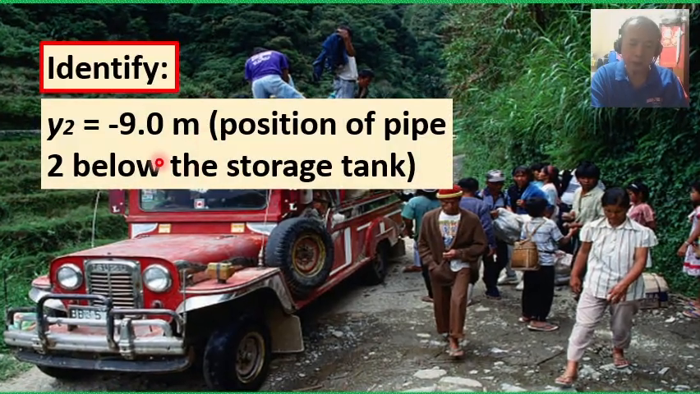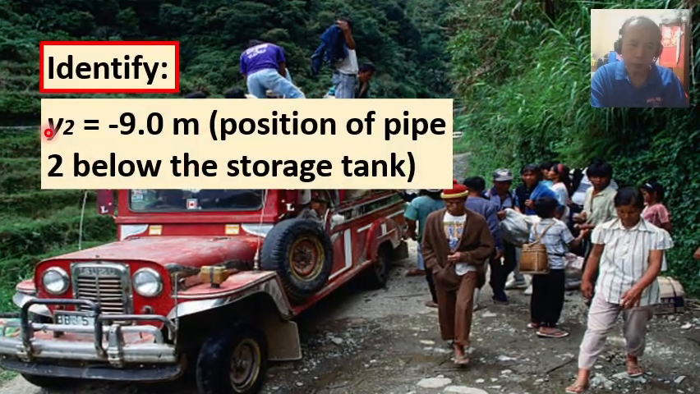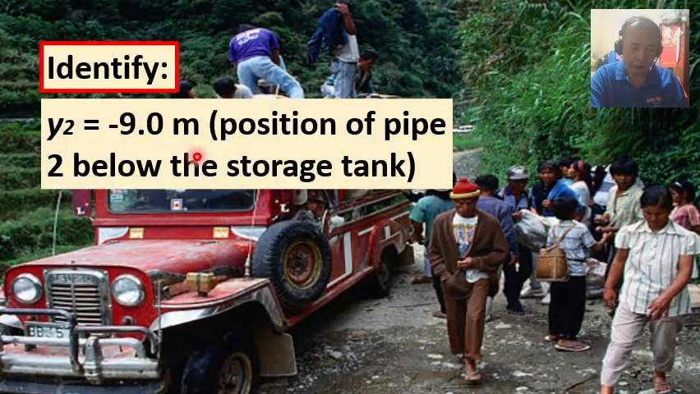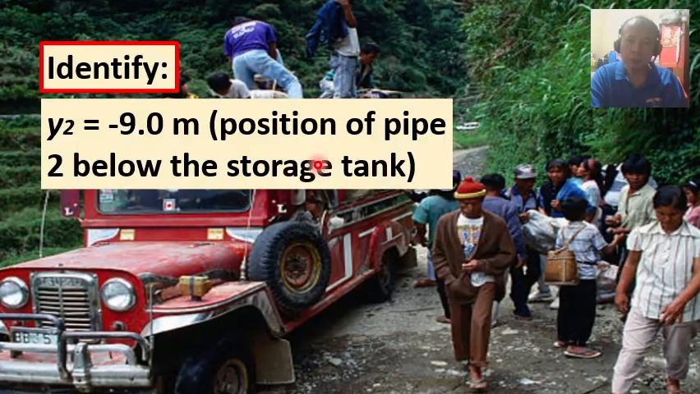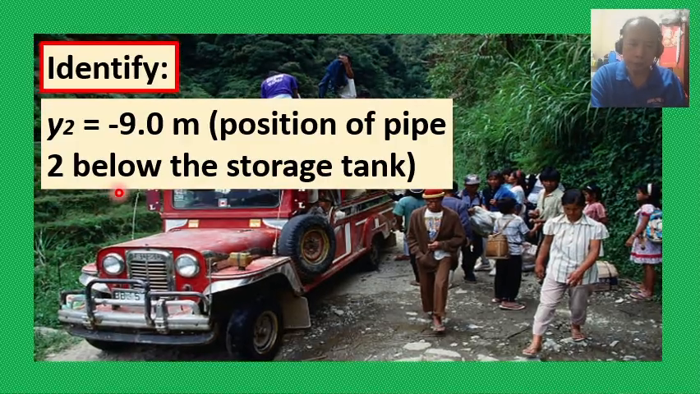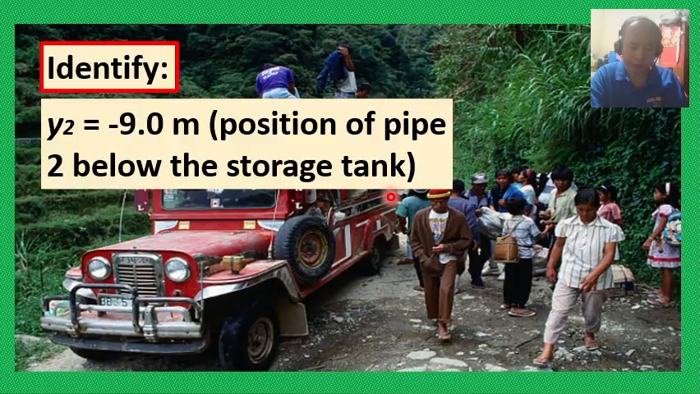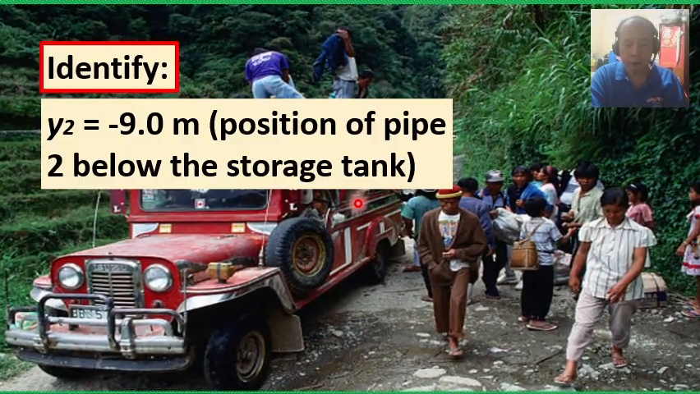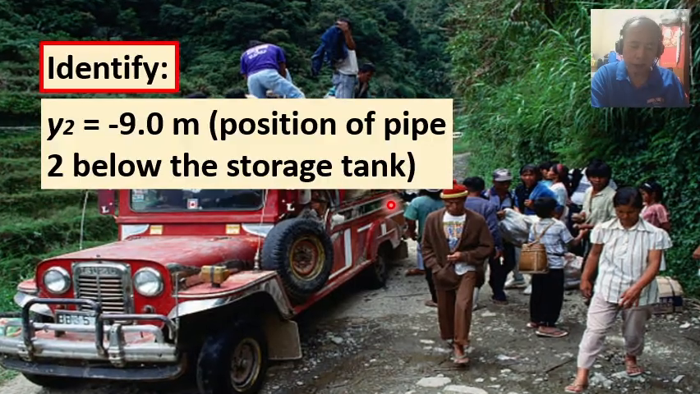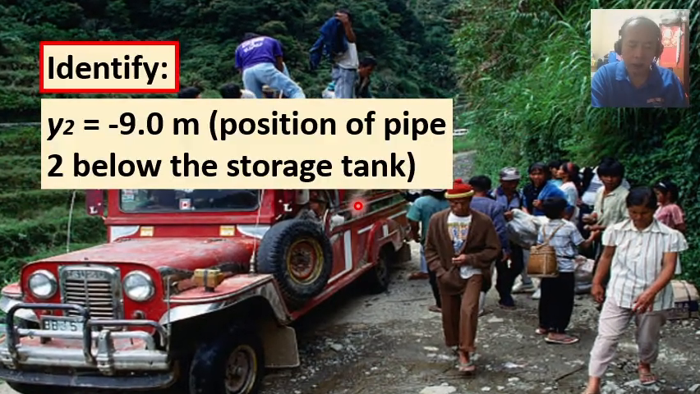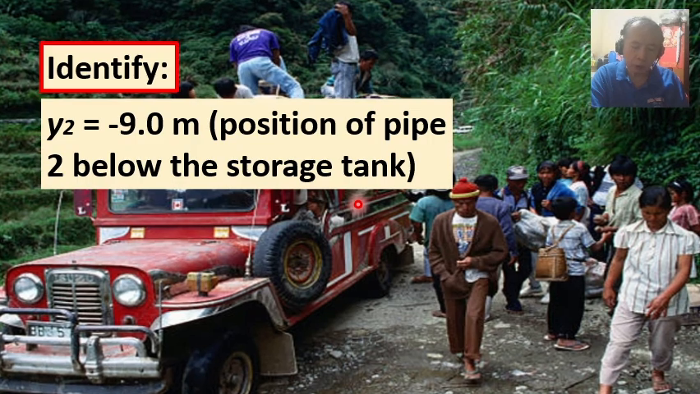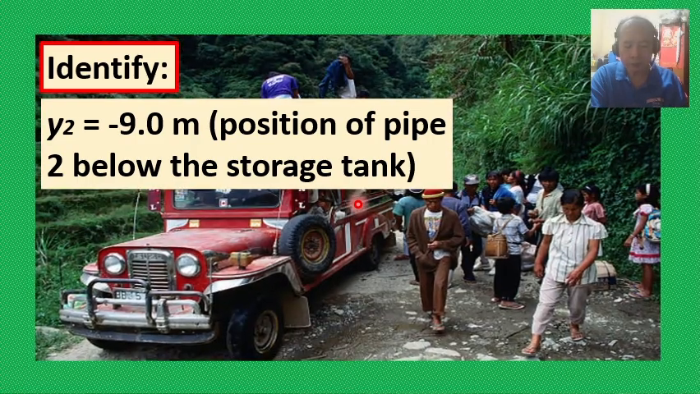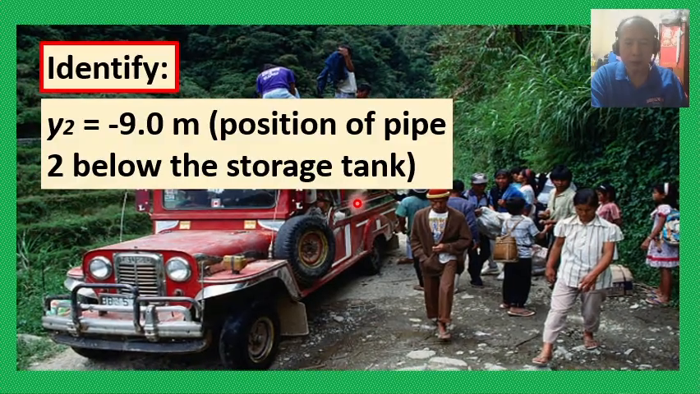We are also given the position y sub 2 equal to negative 9.0 meters. So this is the position of pipe number 2 below the storage tank. It is negative because our point of reference here is the bottom of the storage tank at the rooftop, which we denote as y sub 1.